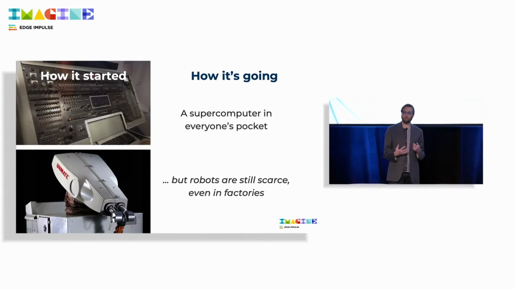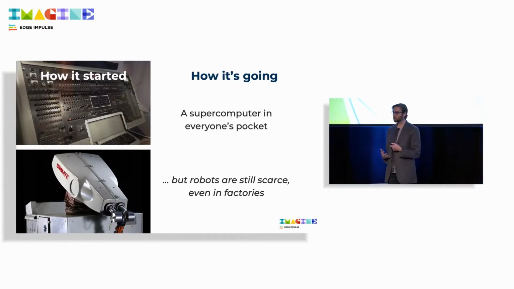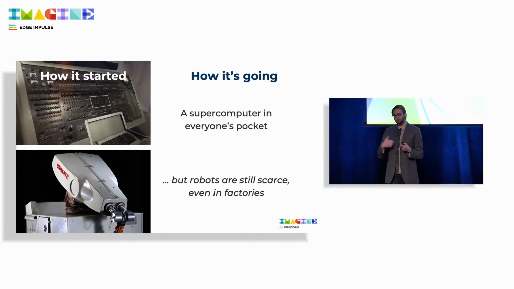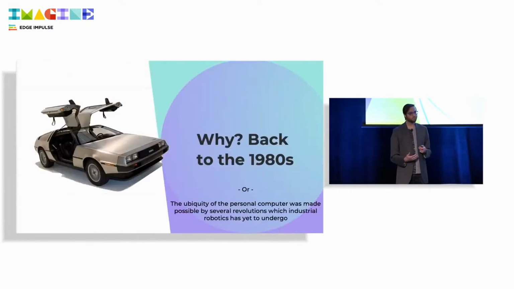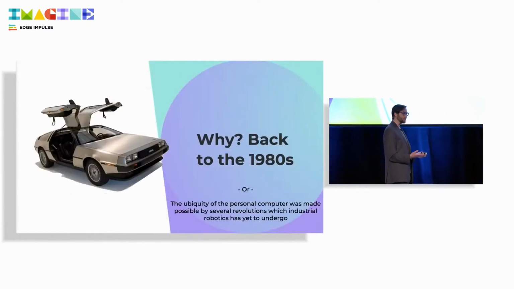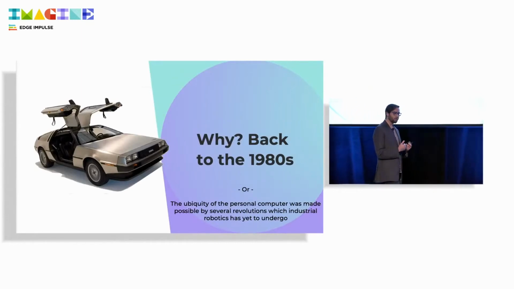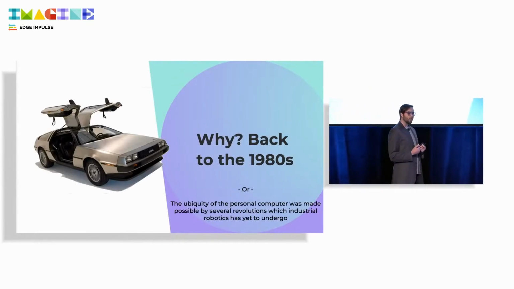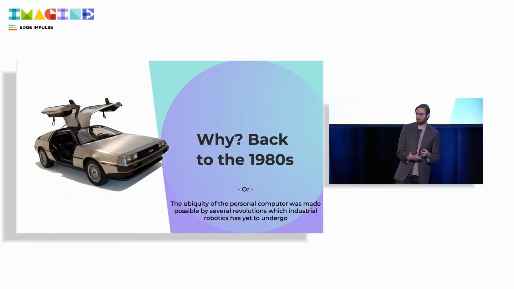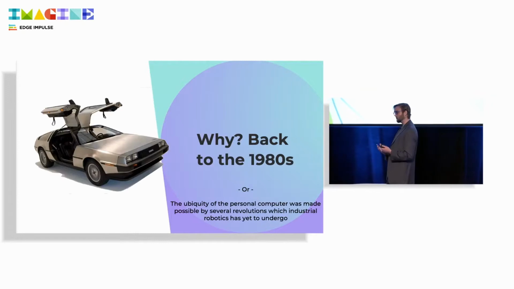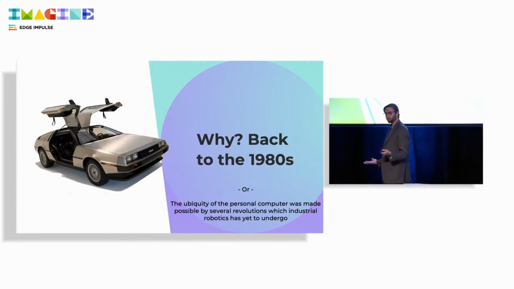To really understand why there's been such a divergence between these 2 technologies, we're going to take a little bit of a trip back through time. We're going to go back to the 1980s. Because it's the 1980s that really saw the inflection point for computers and the beginning of that divergence. I'm going to talk about for a moment how robots were programmed in the 1980s and how they're programmed today.